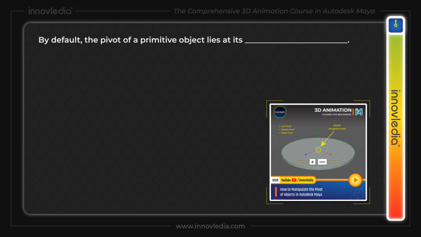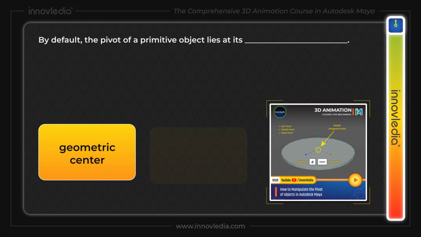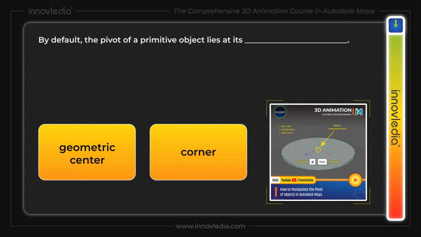By default, the pivot of a primitive object lies at its dash. The options are geometric center, corner. Your time starts now. And the correct answer is geometric center.